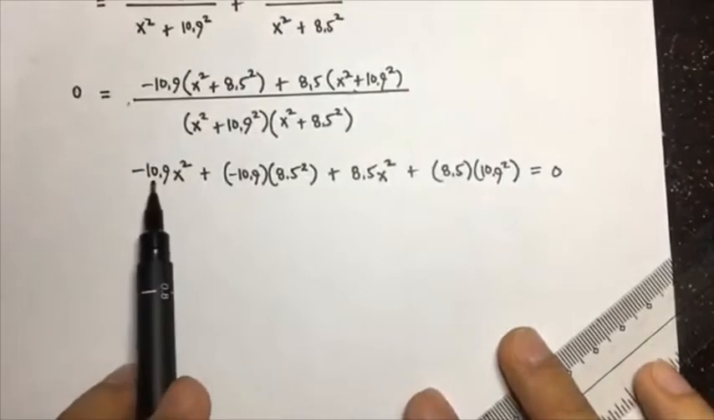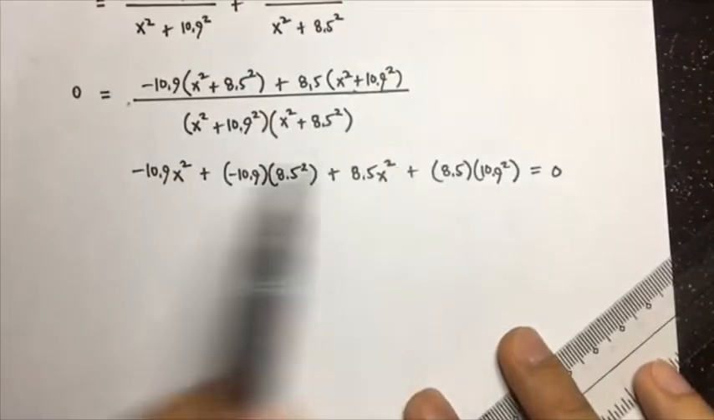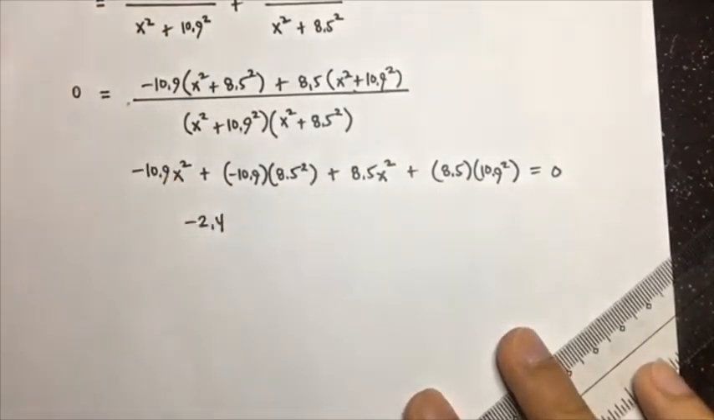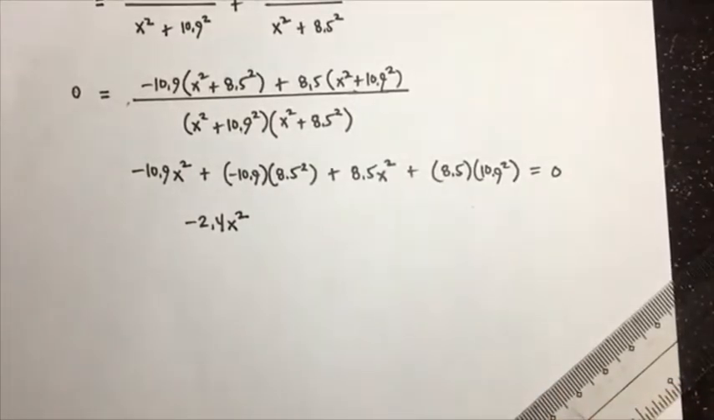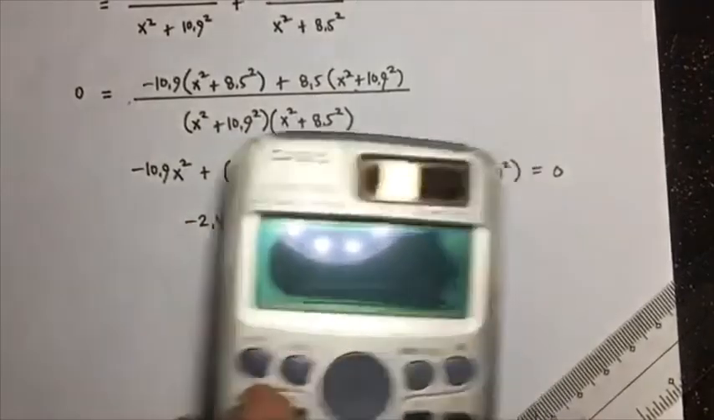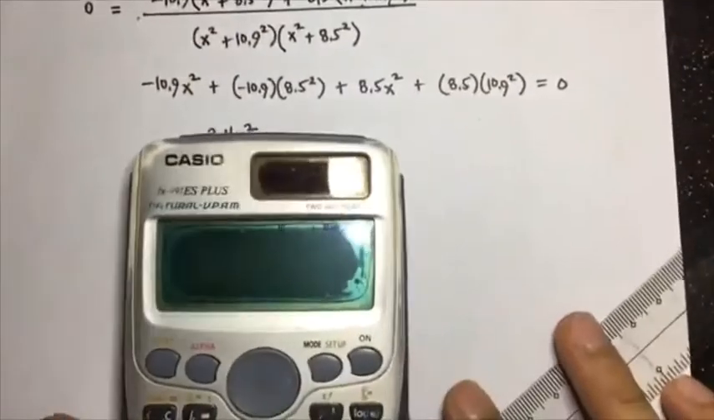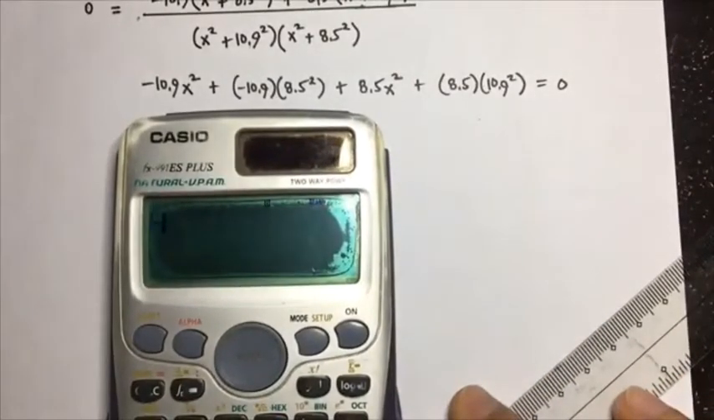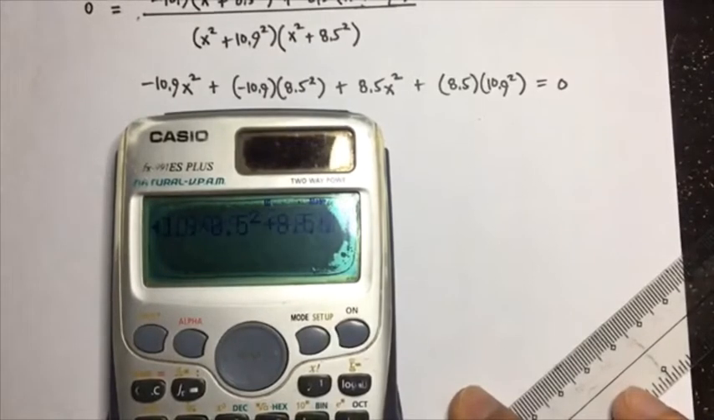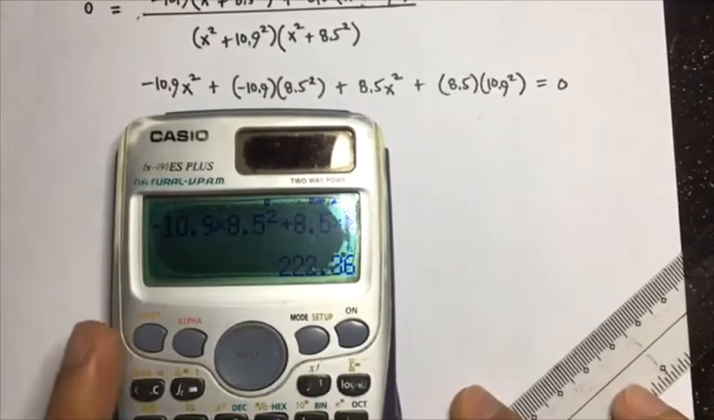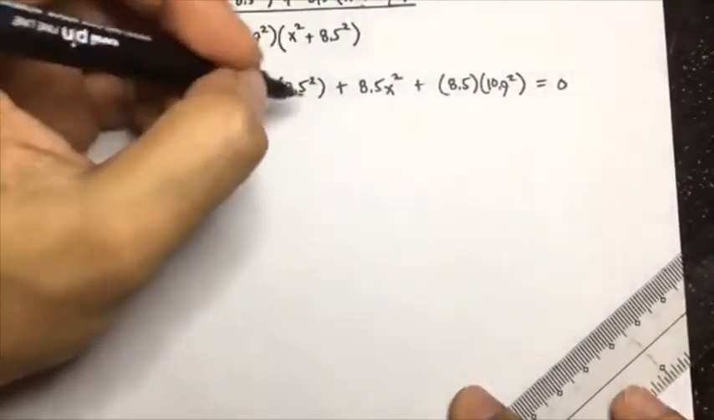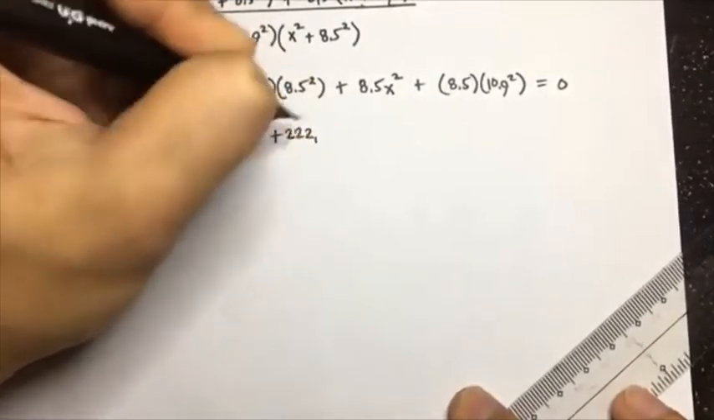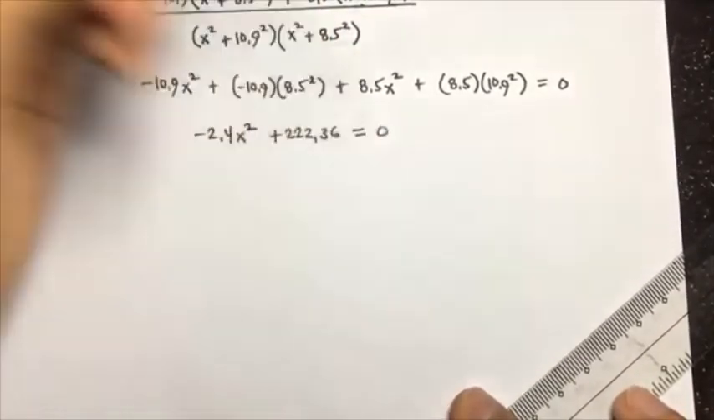So simplifying, negative 10.9 x squared plus 8.5 x squared, that is negative 2.4 x squared, right? And then adding the constants using our calculators. Apologies for the very old calculator. So we have negative 10.9 times 8.5 squared plus 8.5 times 10.9 squared. That will give us 222.36. So plus 222.36 is equal to 0.